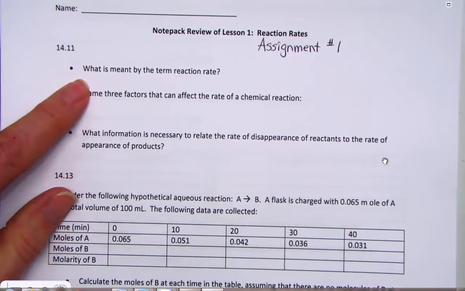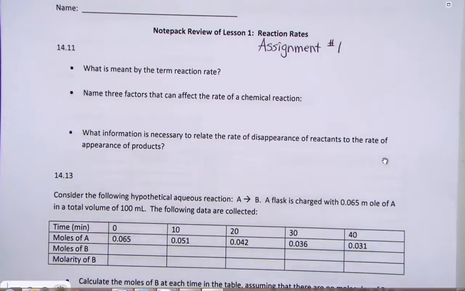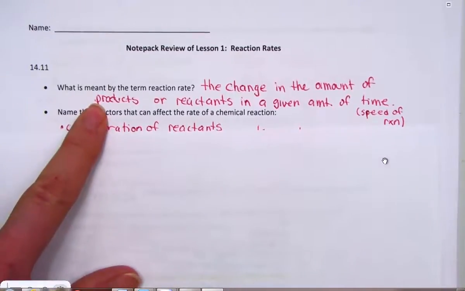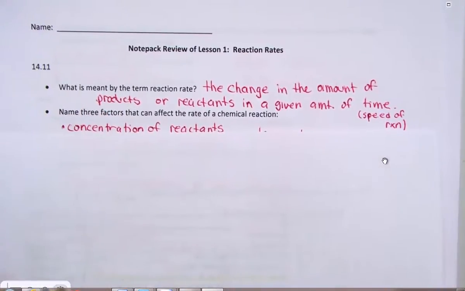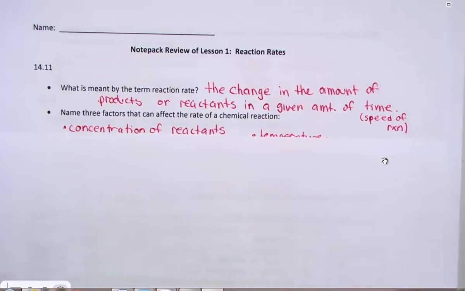It asks us, what is meant by the term reaction rate? Well, I'll share with you what I wrote, and you can find this directly in your note pack. The term reaction rate, we said, was the change in the amount of products or reactants over a given amount of time. Another way of saying the same thing is it's the speed of a reaction. What is the rate at which reactants disappear or the rate at which products appear?